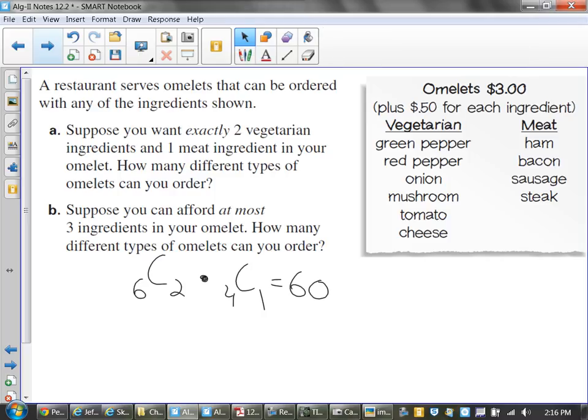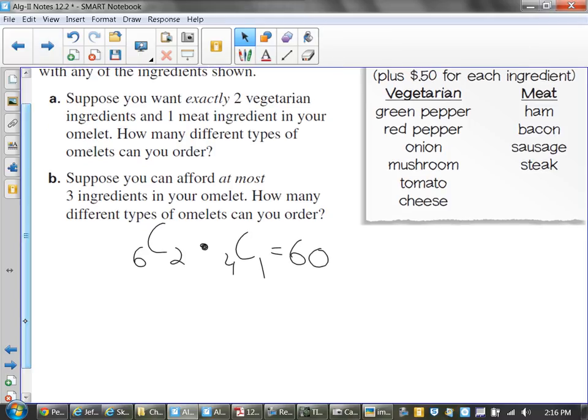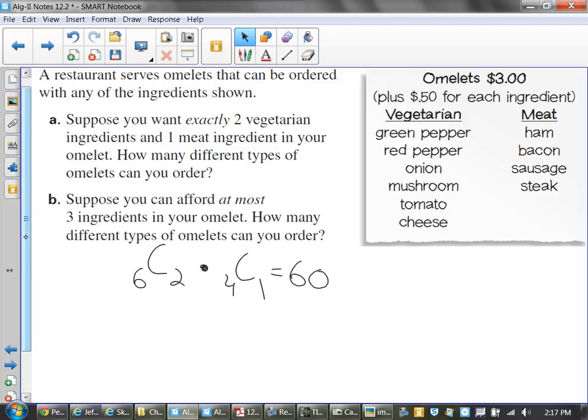Now the little bit different part here. Suppose you can afford at most 3 ingredients. What does at most mean? At most 3. Maximum amount is 3. So that means how many ingredients can you order? 3, 2, 1. I can have none. I could have just a fried egg.